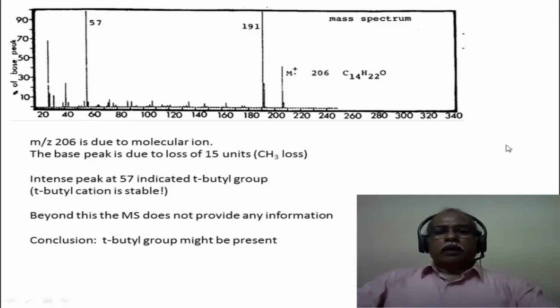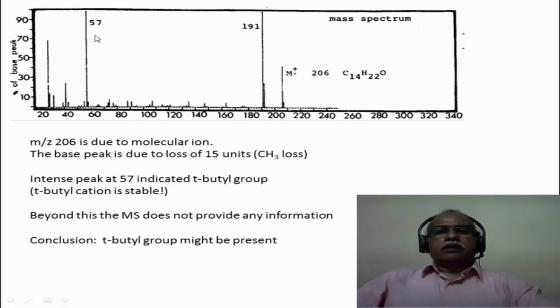Now, the molecular ion peak is 206, m/z value 206. The base peak is because of the loss of 15 mass units, which corresponds to the loss of a methyl group in this particular case. So 206 minus 15 corresponds to 191. And another intense peak at 57 very clearly tells that there might be tertiary butyl groups present in the system, because the tertiary butyl group corresponds to 57.